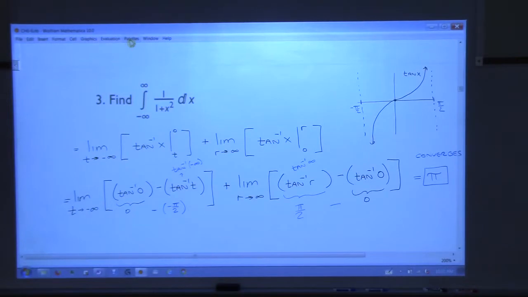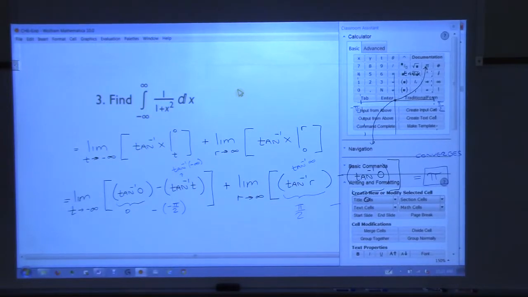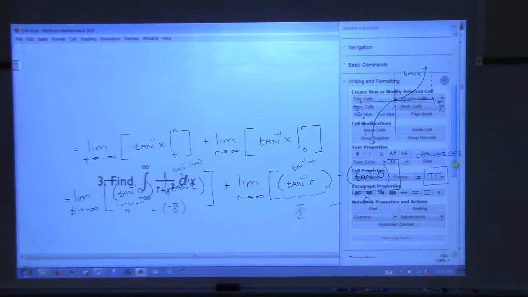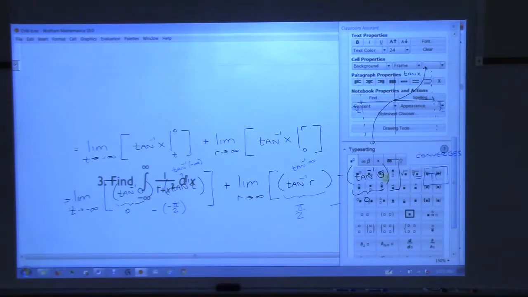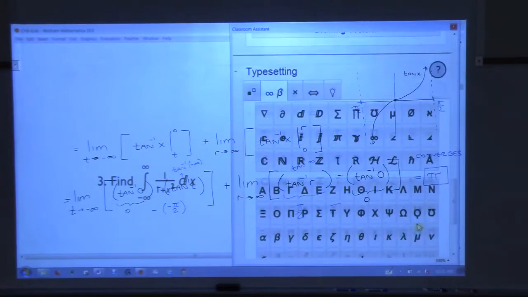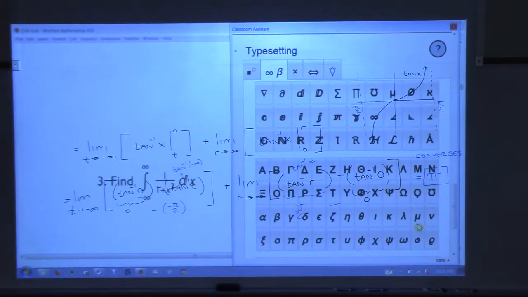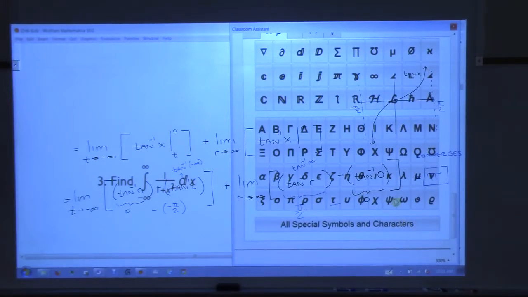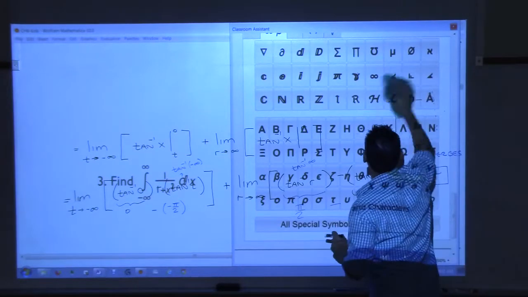From doing math, do you know the whole Greek alphabet? I don't know the whole Greek alphabet, because you have lowercase and uppercase. Let me see here. Typesetting. Here we go. So can you see these? Sorry, I need to erase my stuff. We're done with this problem, right? The answer was pi?